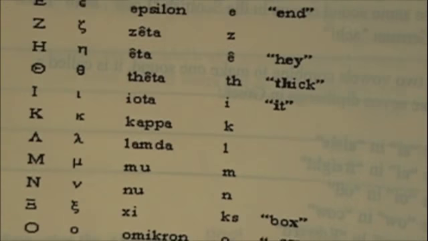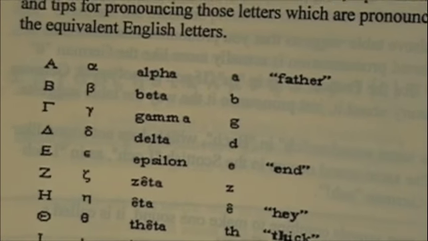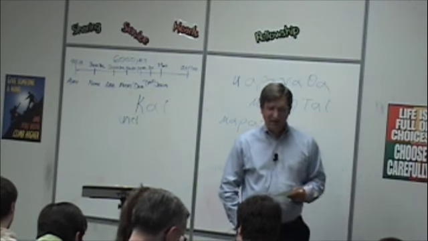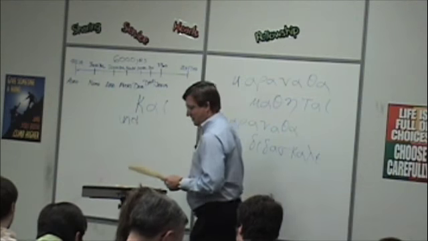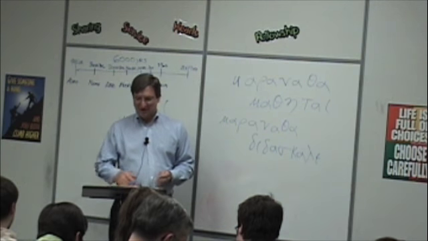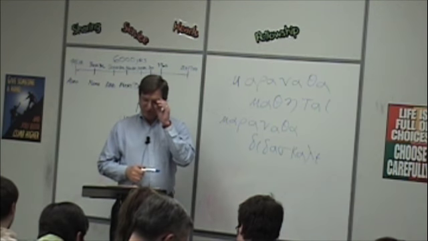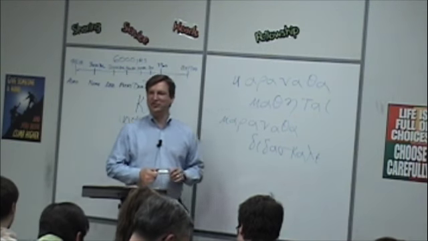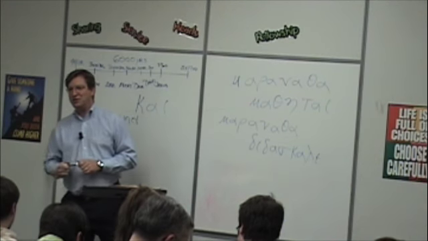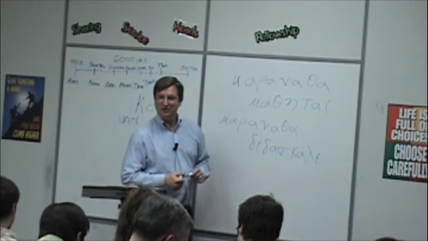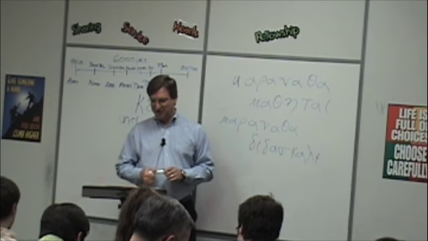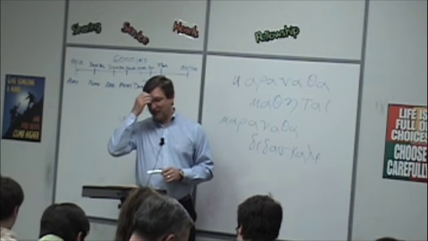I'll pronounce them for you once, and then we'll go back through if we need to later. Alpha, beta, gamma, delta, epsilon, zeta, eta, theta, iota, kappa, lambda, mu, nu, xi, omicron, pi, rho, sigma, tau, upsilon, phi, chi, psi, and omega. Those are the Greek alphabet.